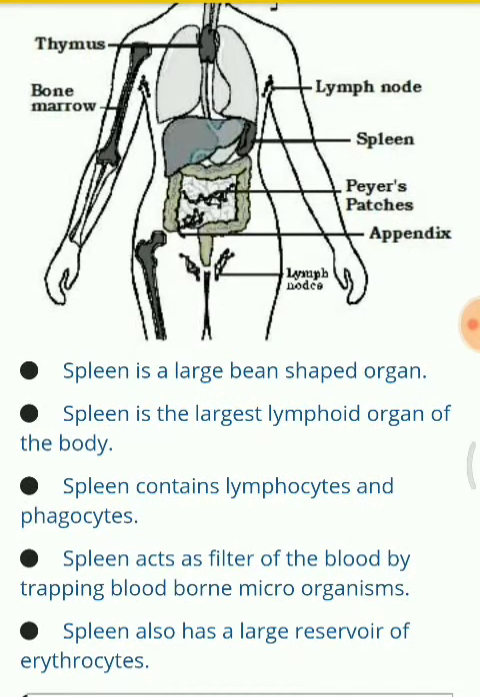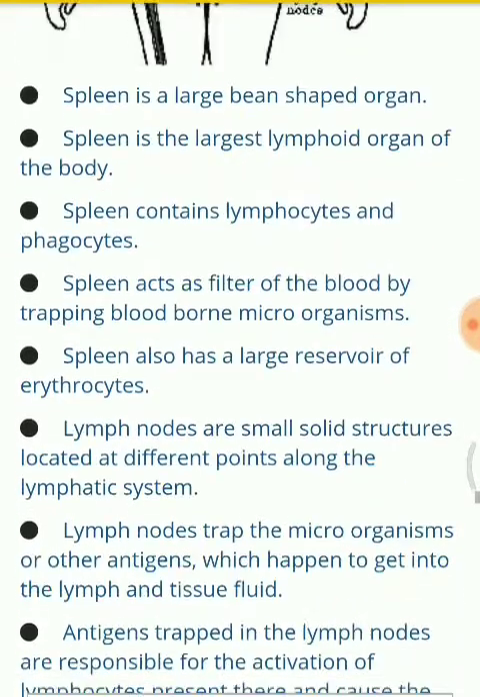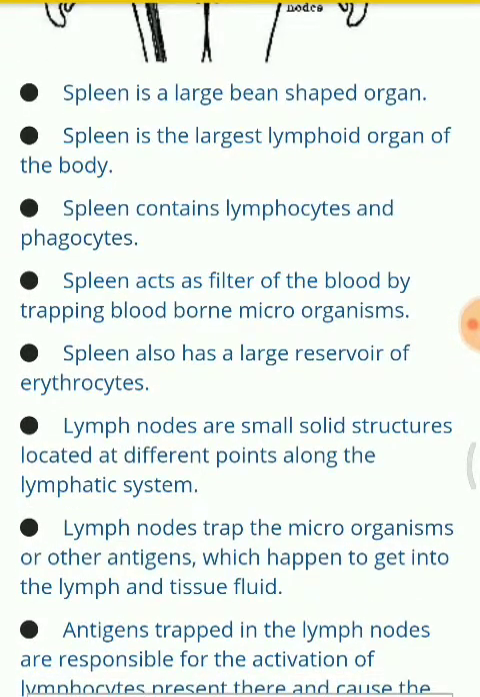Spleen is a large bean-shaped organ. Spleen is the largest lymphoid organ of the body. Spleen contains lymphocytes and phagocytes. Spleen acts as a filter for the blood by trapping blood-borne microorganisms. Spleen also has a large reservoir of erythrocytes.